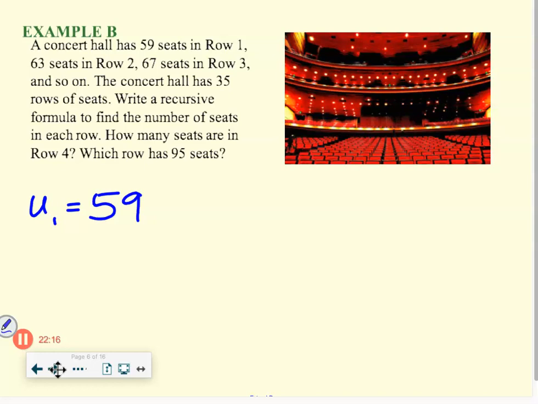Your job as a group is to take the next 30 seconds and see if you can write a general term for the sequence. Go.